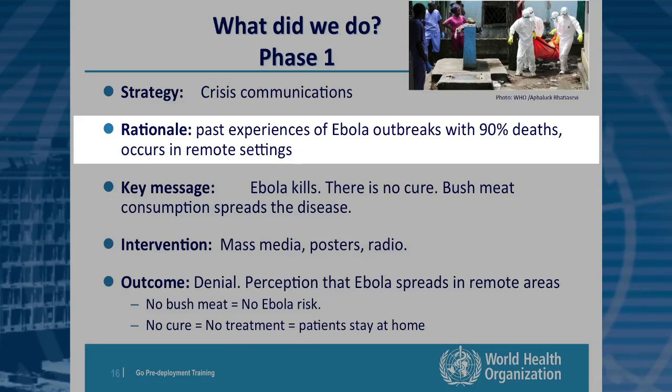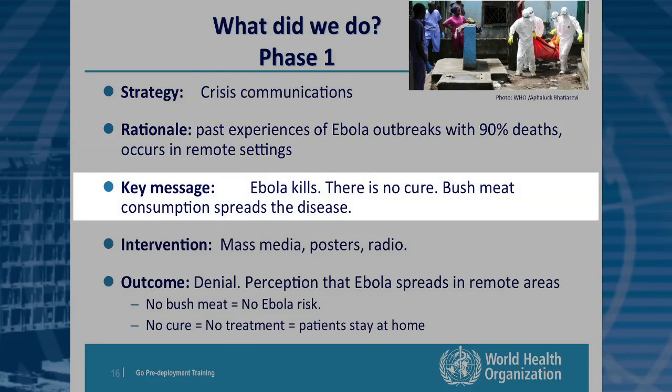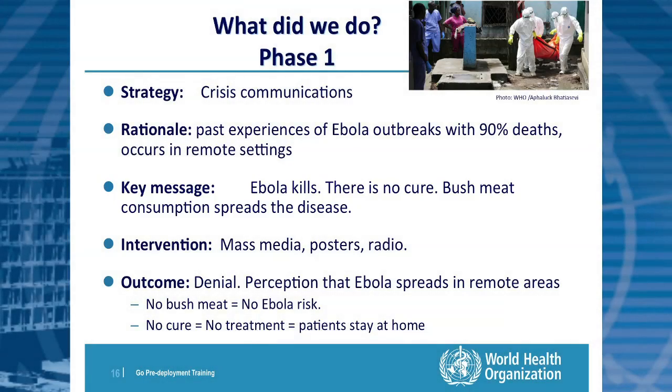And the rationale was past experiences of Ebola outbreaks were associated with 90% deaths. And we knew this because this happened in remote settings. So the key messages were: Ebola kills, there is no cure, and bushmeat. Remember, bushmeat was the original route from where this virus came. Animals, chimps, monkeys, and so on, came to people. And so bushmeat was the spreading of the disease. So this was based on what we knew from previous Ebola outbreaks, which had actually happened in remote areas, remote villages. So this is where we started, and we started with what we had.